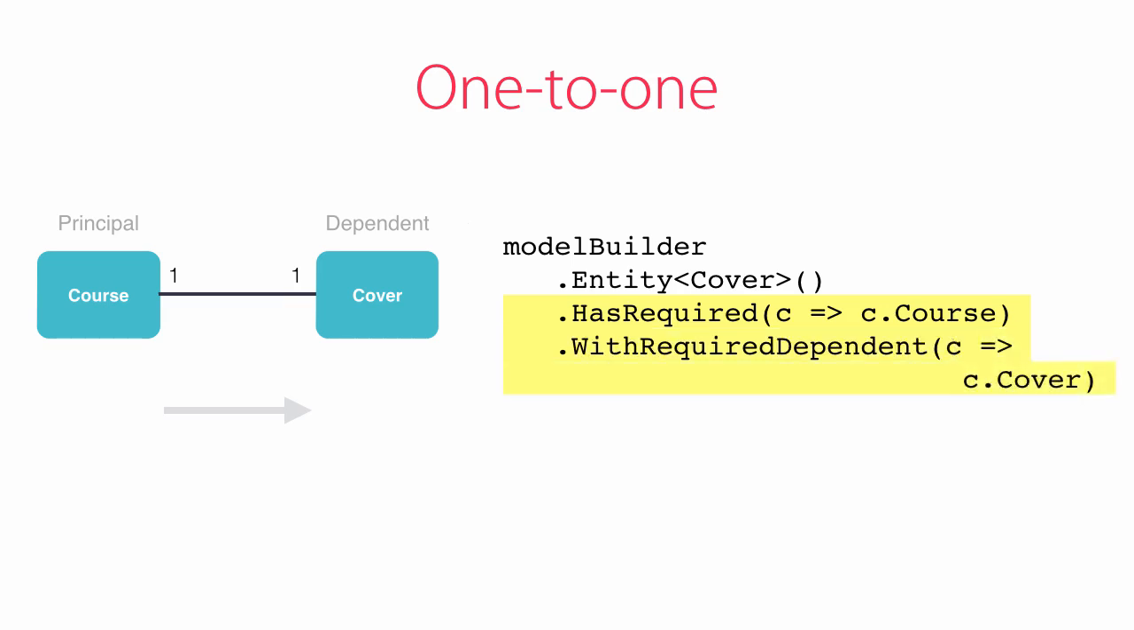And we supply a lambda expression to specify the target property. So c here is the course, and the course has a property called Cover that gives us access to the related object. Now let's flip over to Visual Studio and see Fluent API in action.